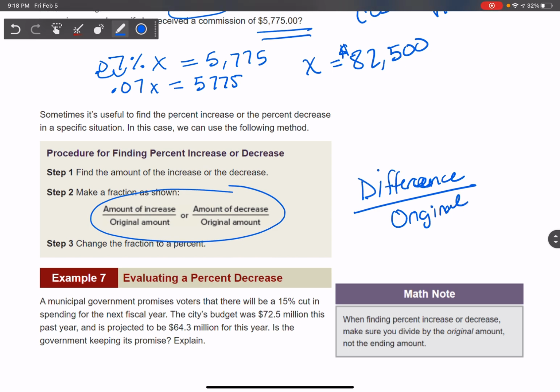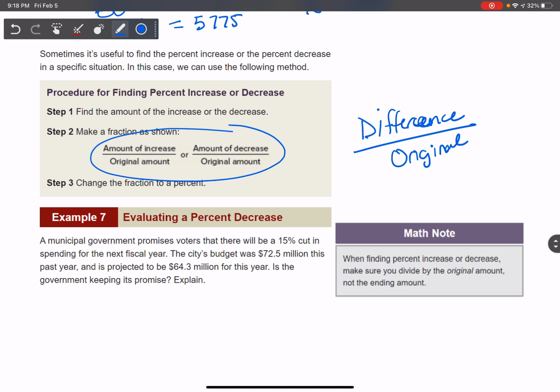So a government promises voters that there will be a 15% cut in spending for the new fiscal year. The city's budget was $72.5 million this past year and is projected to be $64.3 million for the next year. Is the government keeping its promise? Well, let's figure out the percent increase or decrease. It was $72.5 million this past year, and in the future is projected to be $64.3. So we're going to subtract those. We get 8.2. So the difference is 8.2.